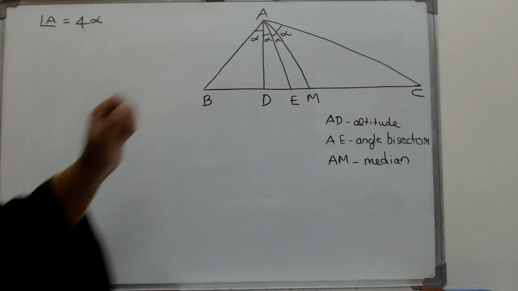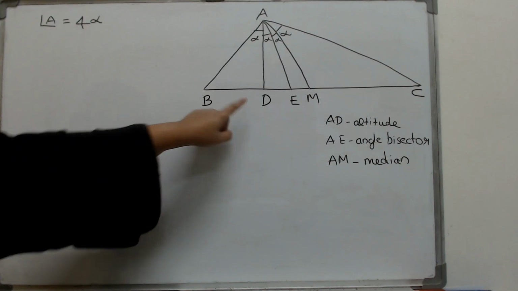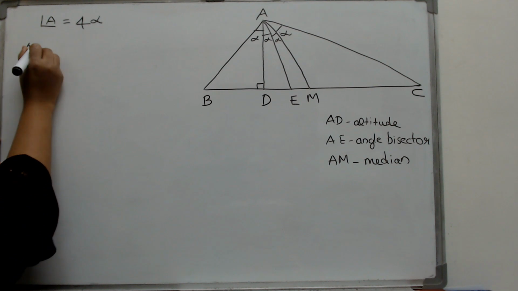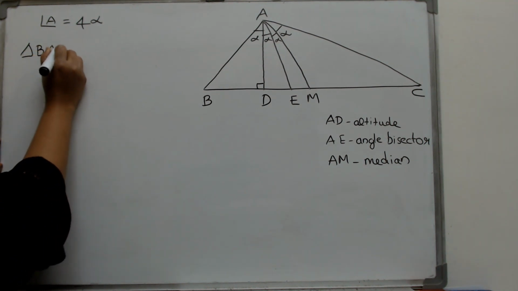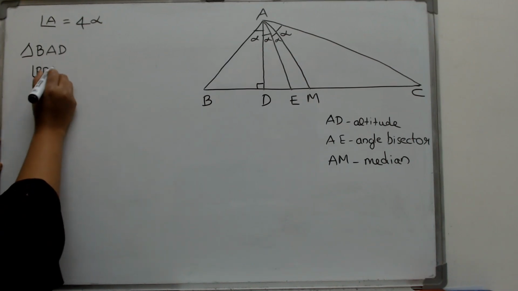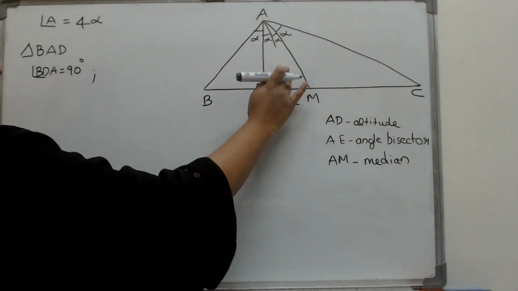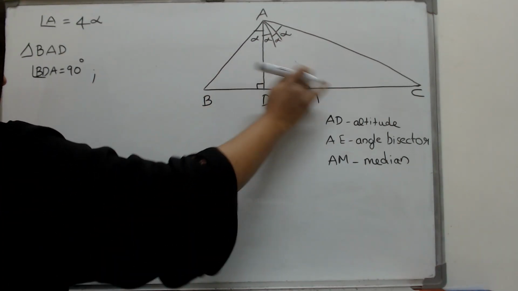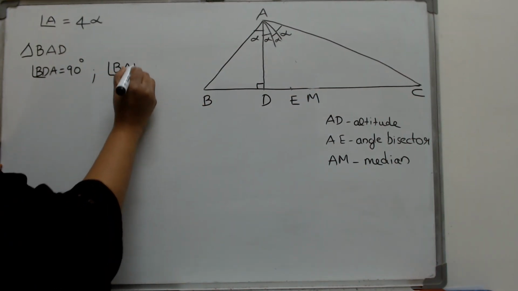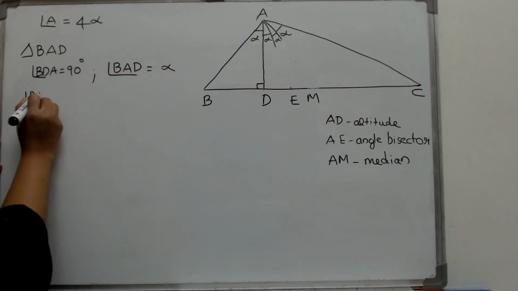What is AD? It is the altitude, which means it connects A to the opposite side BC perpendicularly. So now look at the triangle BAD. How many angles do you know? Here we know that angle BDA is 90 degrees, and now you're just concentrating on this one line. Let us forget about the others. Now the other angle BAD is what? It is alpha.